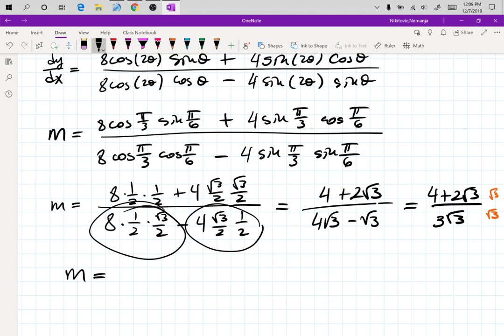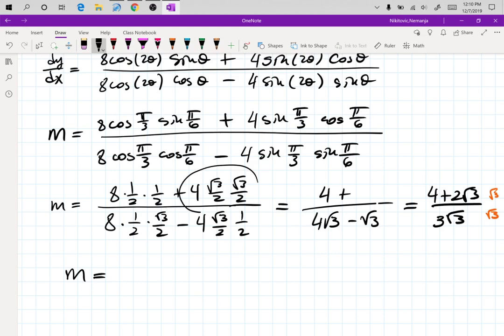Oh, you're talking about this one. Well, both of them. Because 4 times root 3 times 1 is 4 root 3, divided by 2 would be 2 root 3. Yeah, 2 root 3 on the bottom, not 4. Over here we have 2 root 3s divided by 4. Yeah. So this is 3 root 3 times 3 root 3.